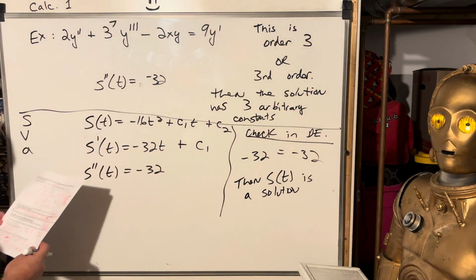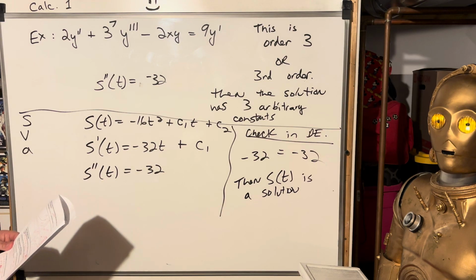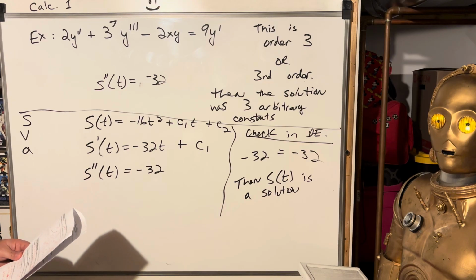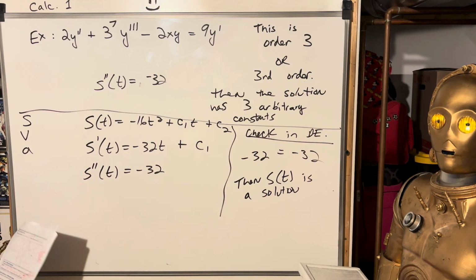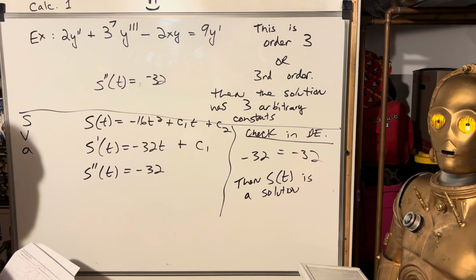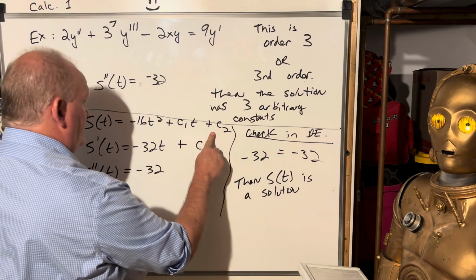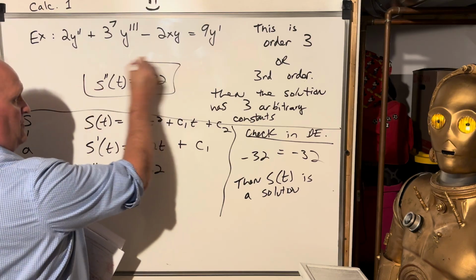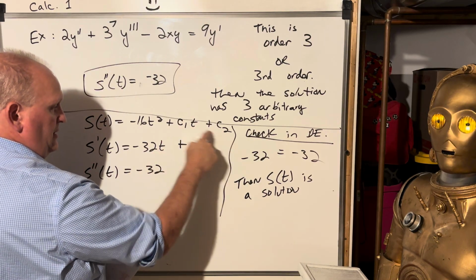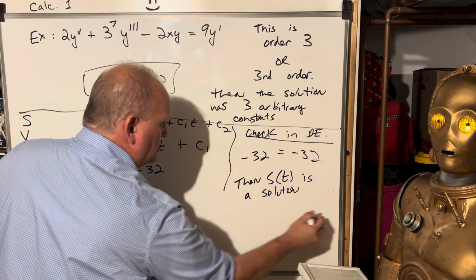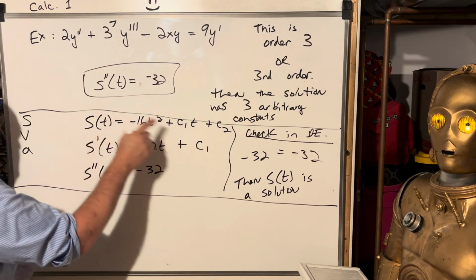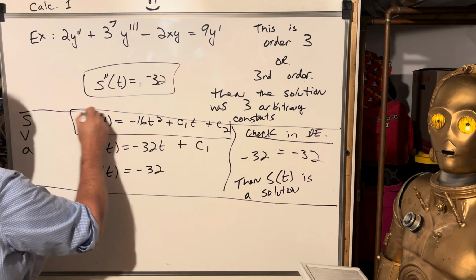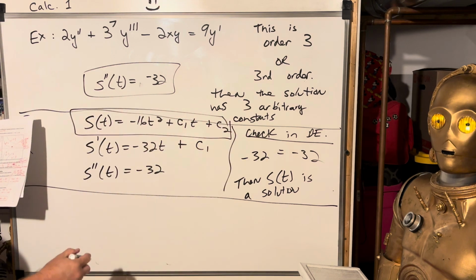Now, for this same problem, for part B, they say use the initial condition S of 0 equals 80, S prime of 0 equals 64, and find the particular solution. So we have a general solution right here, but it is a second order differential equation, right? And 2 arbitrary constants, there they are, C1 and C2. So basically we have to find C1 and C2. This is a general solution, and we want a particular solution.